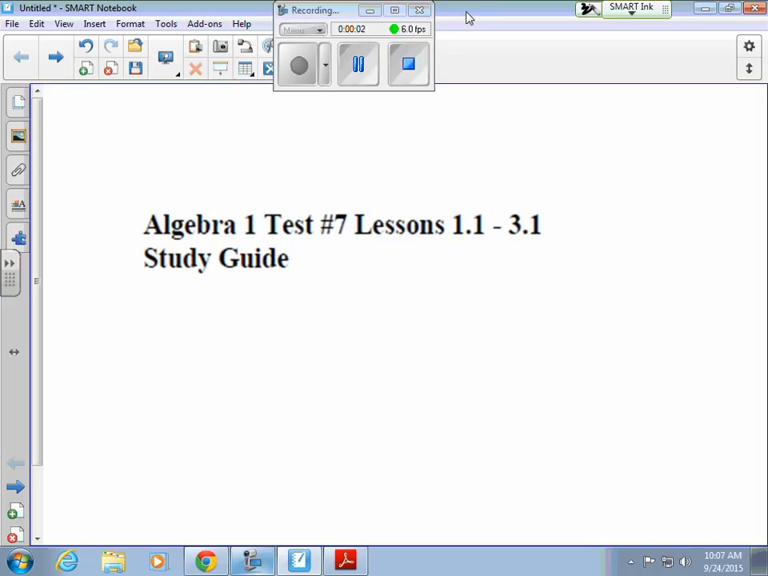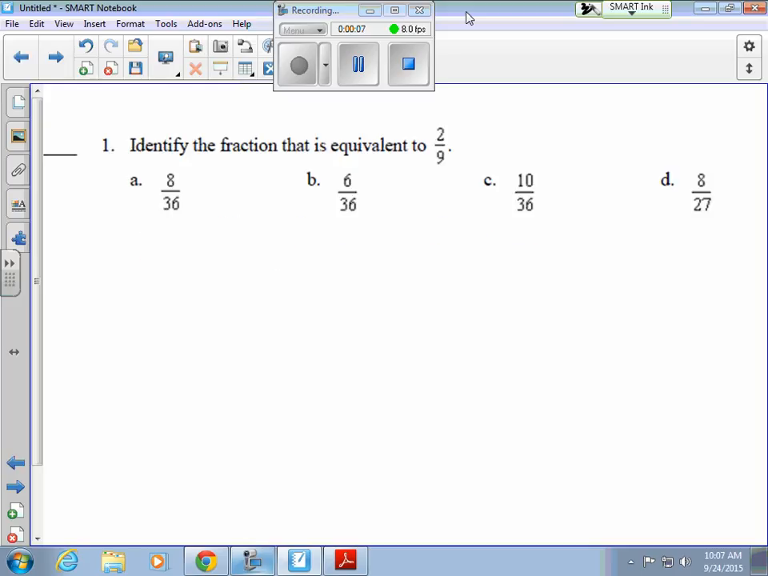So Algebra 1, Test 7, Study Guide. We got through 3.1 where we add and subtract to solve equations.